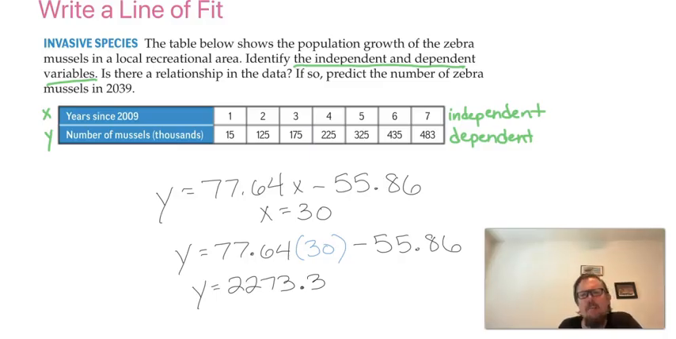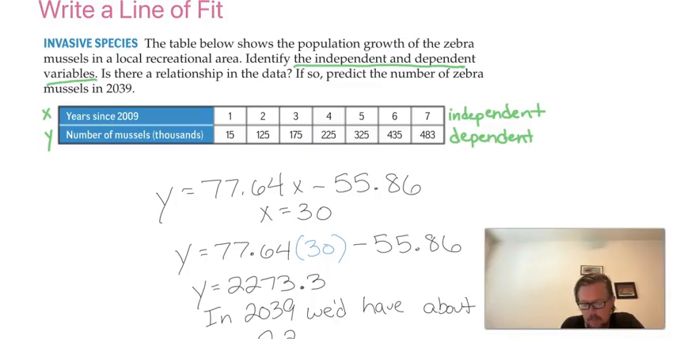Now we can't have 0.3 zebra mussels, so we're going to say in 2039 we'd have about 2,273 zebra mussels.